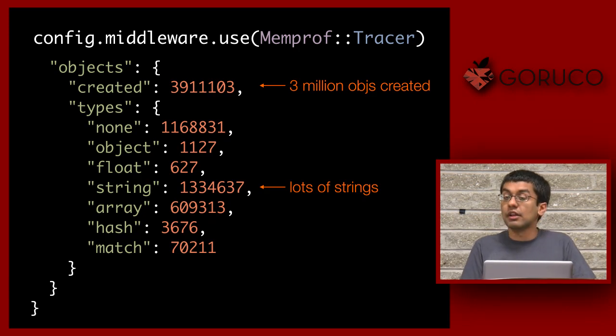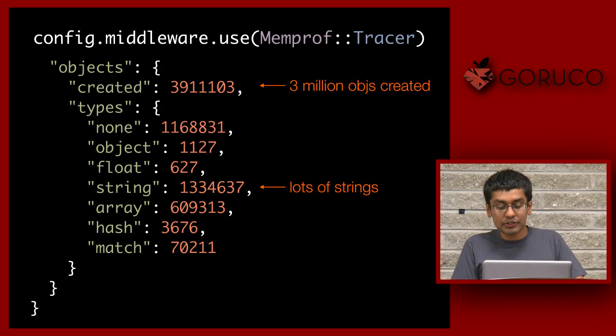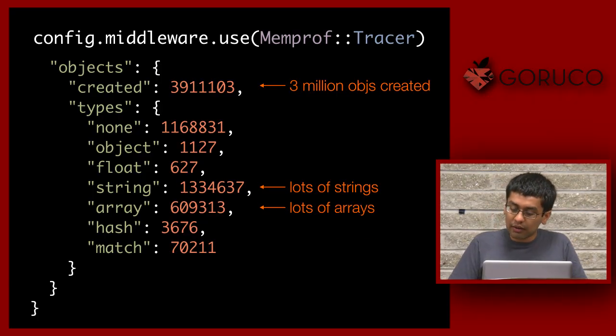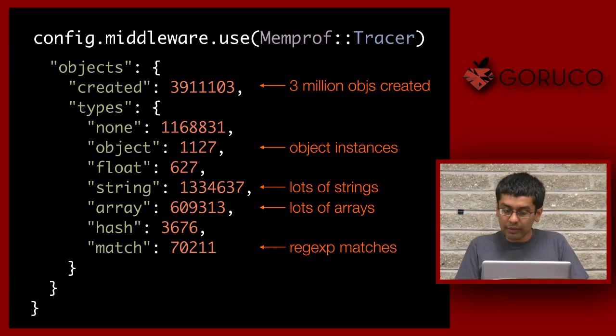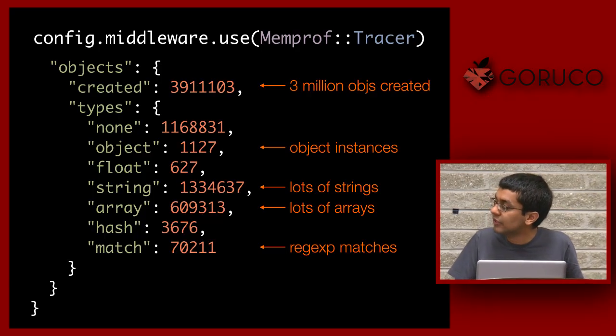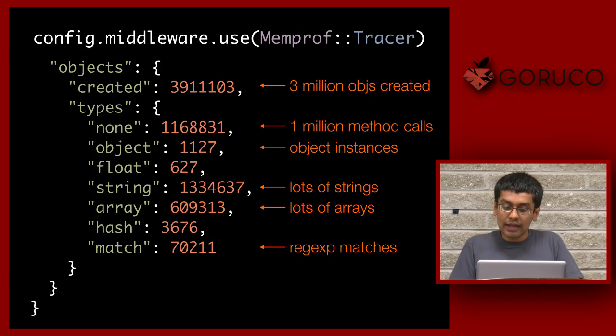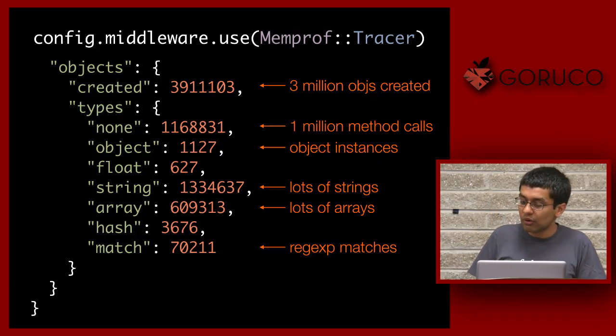As you'd expect, there's a lot of strings because most Rails applications are basically rendering templates and creating strings. There's a lot of arrays and hashes. A surprising number of matches in here, so this probably means that a lot of regexes were being run and creating match objects. There were about 1,100 object instances, so these are instances of custom classes that are not core classes, and then about 1 million method calls.